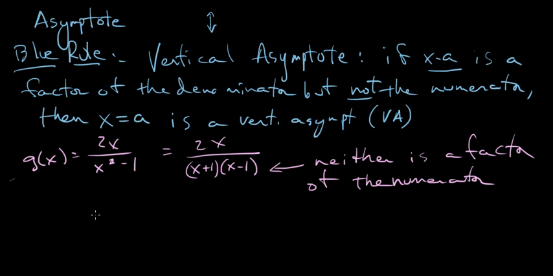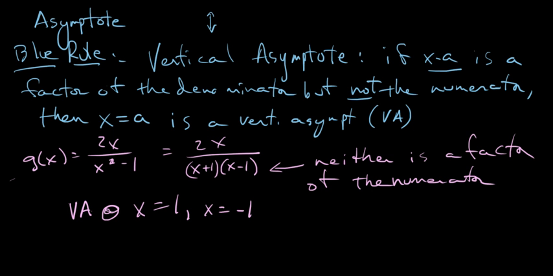And so if you look at this, x plus 1, I'm sorry, let me rewrite that so I don't confuse you. X plus 1 is x minus a, so a equals negative 1. X minus 1 is x minus a. So bottom line is we have two vertical asymptotes. We have vertical asymptotes at x equals 1, x equals negative 1.